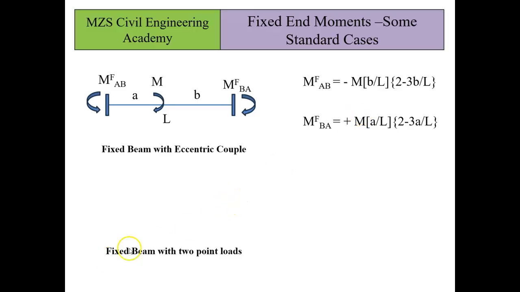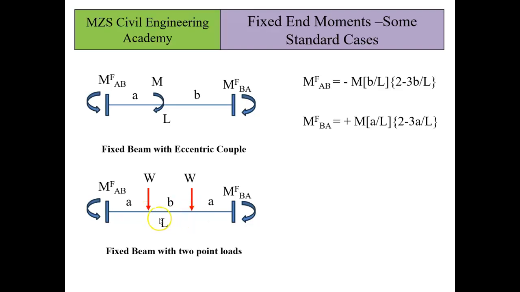Next, we'll consider the case of a fixed beam with two point loads, where the beam is subjected to two point loads. Let us say the distances for this instance are symmetric. So the left hand load W is at an eccentric distance a. Similarly, from the right hand side, it is also at an eccentric distance a.